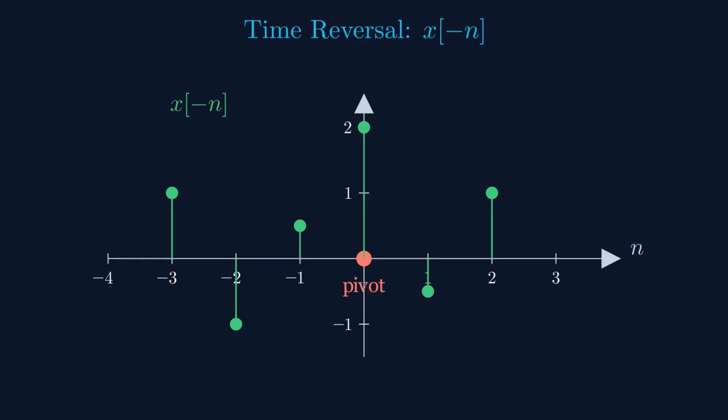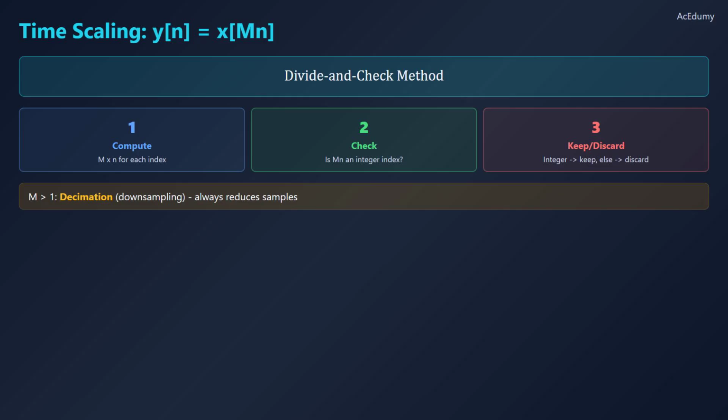to n equals 2. Time scaling for discrete time signals works differently from continuous time. For y of n equals x of mn, we multiply each index by m, then keep only the values that fall on integer positions. The systematic method is, for each value of n in the output, compute m times n. If the result is an integer index of the original signal, that value survives. Otherwise, it is discarded. This process is called decimation or downsampling when m is greater than 1.